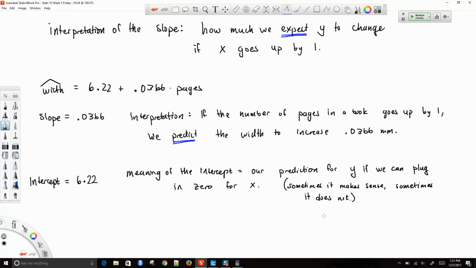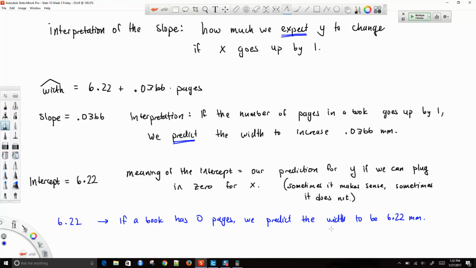So could we have a book with 0 pages in it? Maybe. I guess you could take your textbook, tear out all the pages, and you'll be left with the covers. So in our case, the 6.22 kind of means, if a book has 0 pages, we predict the width to be 6.22 millimeters.